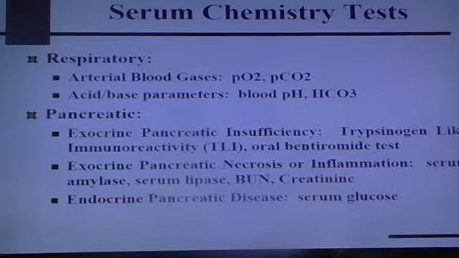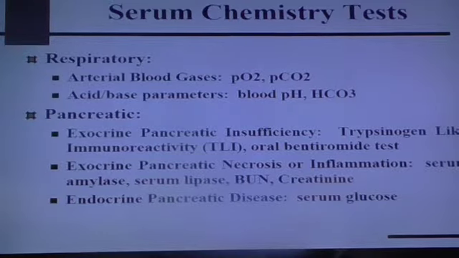Anybody know what the bentiromide PABA test is? Bentiromide PABA is something we feed orally, and chymotrypsin cleaves off the PABA, and that's absorbed into the blood. Where does chymotrypsin come from? The exocrine pancreas. So if I give a dog bentiromide PABA and I don't see any PABA coming into the blood, what can that tell me? It can tell me the pancreas isn't working. It can also tell us that we have malabsorption, but we use other tests to eliminate that. We'll know these in more detail when we get to that part of the lecture.